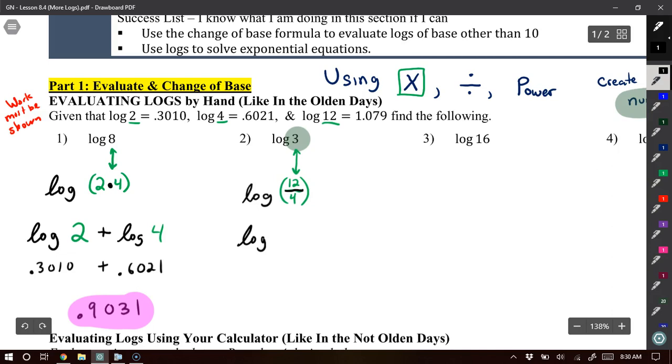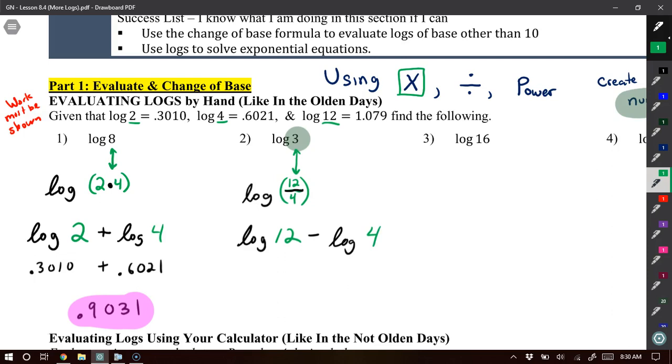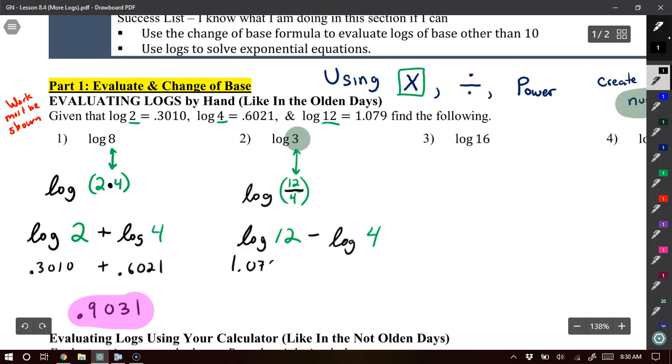And so since I'm dividing, we merge with division when we are subtracting two logs. So I have log of 12 minus log of 4. That's 1.079, it says, minus 0.6021. When I subtract those, 0.4769. And that is the answer.